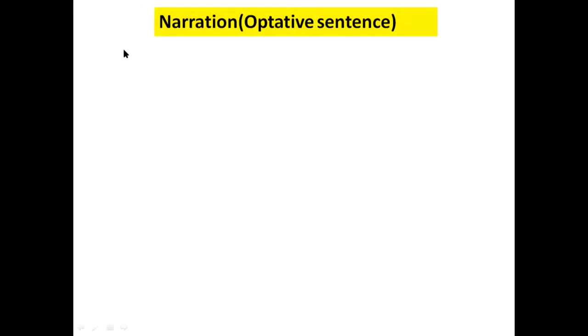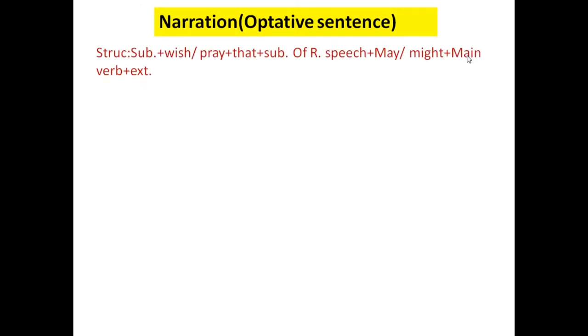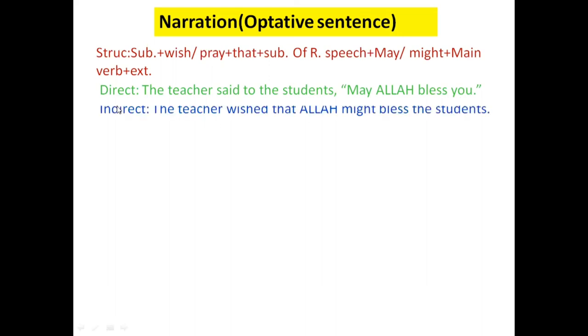Now, optative sentence. Narration of optative sentence. Here, the structure is subject plus wish or pray plus that plus subject of reported speech plus may or might plus main verb plus extension. Let's see the example. The teacher said to the students, "May Allah bless you." See, in indirect speech, the teacher wished that Allah might bless the students. According to the structure, we have changed this direct speech into indirect.